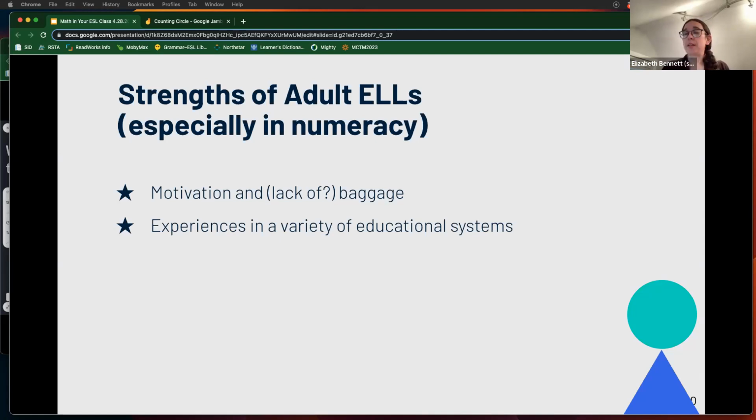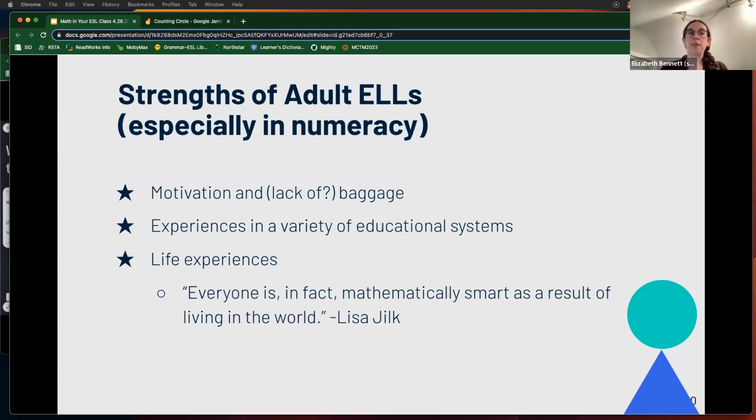They do have experience in other educational systems often, so that can lead to some really rich conversations about different ways of approaching different math concepts. And of course, we're working with adults, so they have so many fabulous life experiences that help them understand math. I really loved this quote, shared at our Fall Math Institute, from Lisa Jilk: Everyone is, in fact, mathematically smart as a result of living in the world. This was from an article about, I think, middle school students. And I think, wow, that applies even that much more to adults.